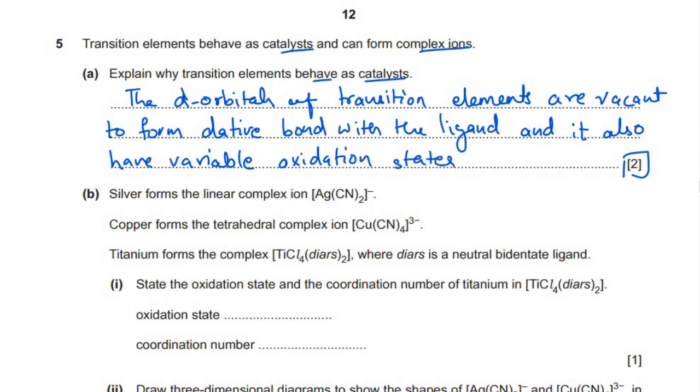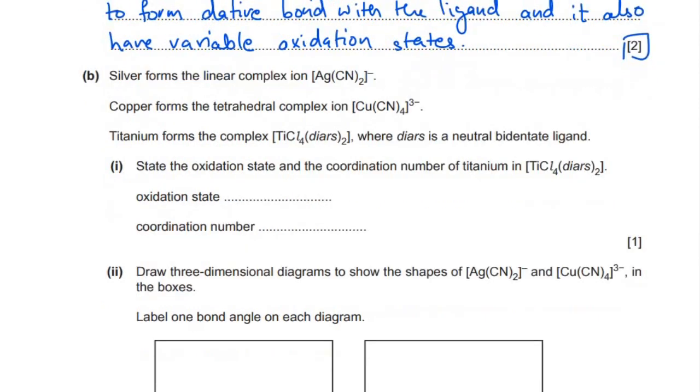So these are the 2 points we need to explain why they behave as a catalyst. So the next is, silver forms a linear complex with cyanide. Copper forms a tetrahedral complex again with the cyanide. Titanium forms a complex TiCl4(diaz)2, where diaz is a neutral bidentate ligand. Now understand, diaz are bidentate ligands. State the oxidation state and the coordination number of titanium in TiCl4(diaz)2.